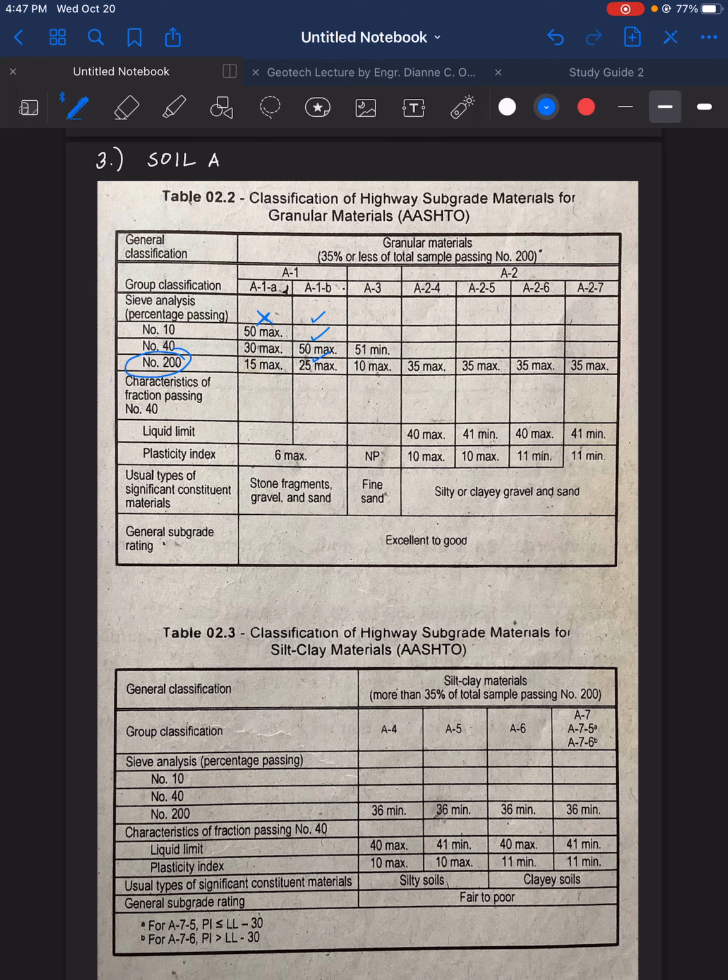Okay? So that's good. Now, let's go to the next one that we need to look at: the characteristic of the fraction passing number 40. Let's see the liquid limit and the plasticity index. Liquid limit first.